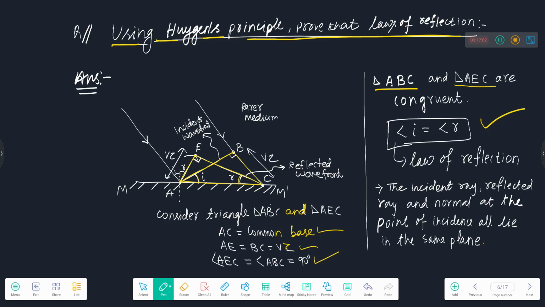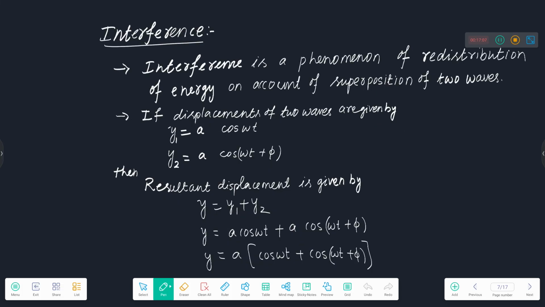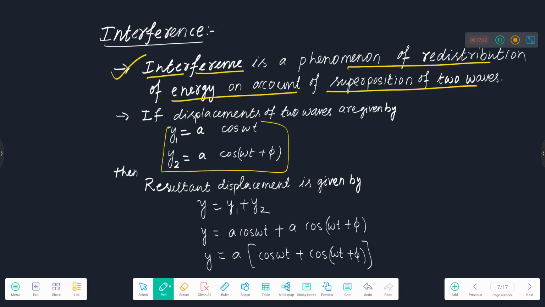Okay. So now next is about interference. Already you know interference is a phenomenon of redistribution of energy on account of superposition of two waves. If I consider two waves, one is Y1 equals A cos omega t and another is Y2 equals A cos (omega t plus phi), the resultant displacement is given by Y equals Y1 plus Y2.